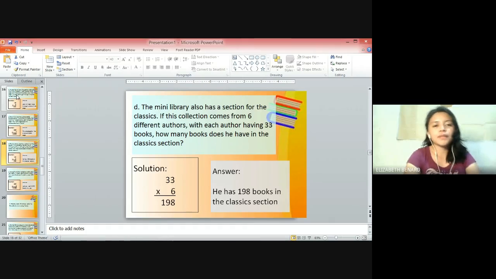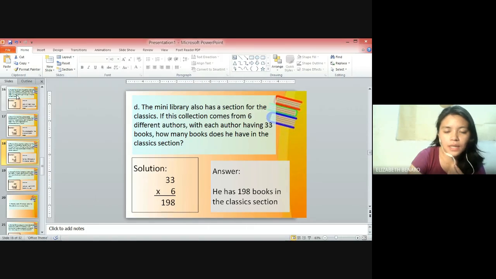Letter D. The mini library also has a section for the classics. If this collection comes from 6 different authors, with each author having 33 books, how many books does he have in the classics section? So here is the solution. 33 books times 6 different authors is equal to 198. So the answer is he has 198 books in the classics section.